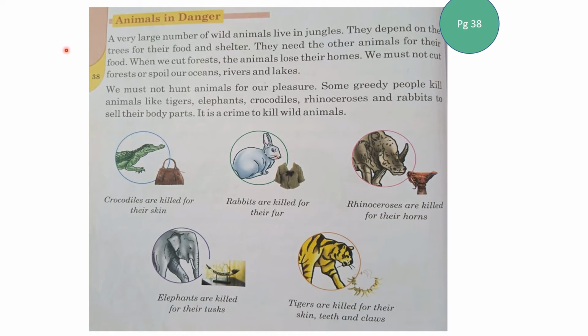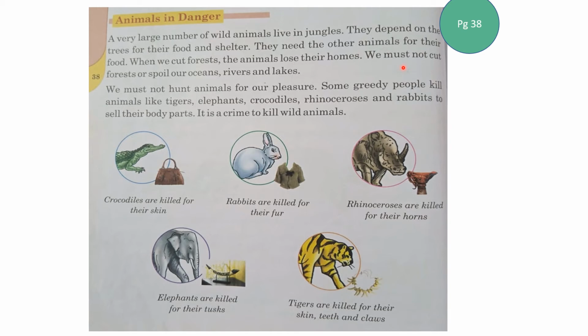So जैसा कि हमने पहले भी पढ़ा कि a lot of wild animals especially live in jungles or inside water. So what happens is that they eat their food from trees and they also take shelter from trees. Or sometimes they eat other animals, so they need other animals for their food. When we human beings go and cut these forests for our benefit, these animals lose their homes.